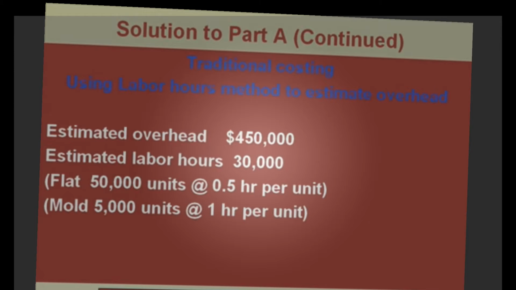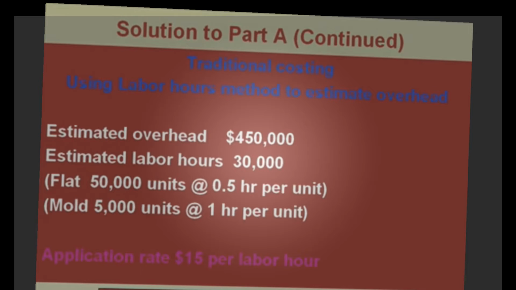So the application rate, if you divide it, is $15 per labor hour. So when you make these products, if you use labor hours, you charge $15 per labor hour for overhead.